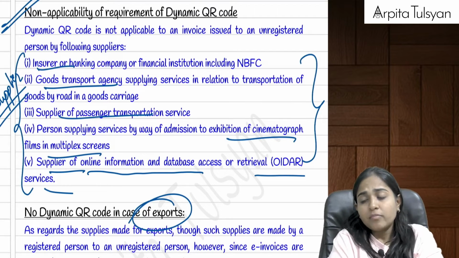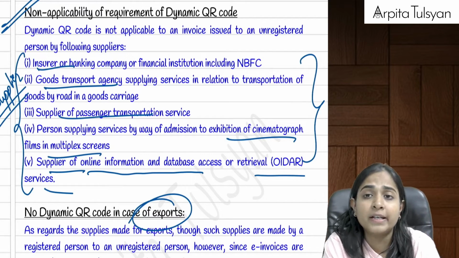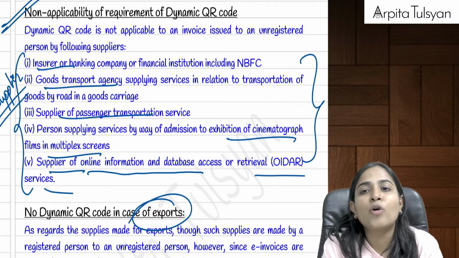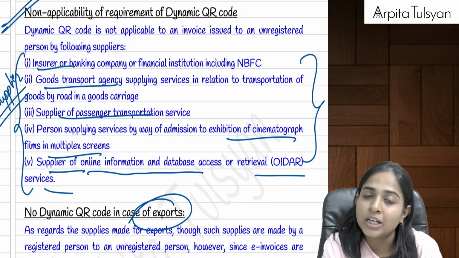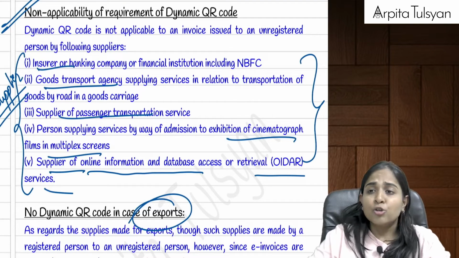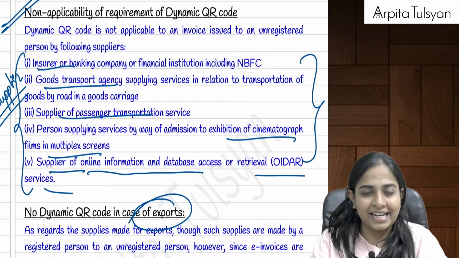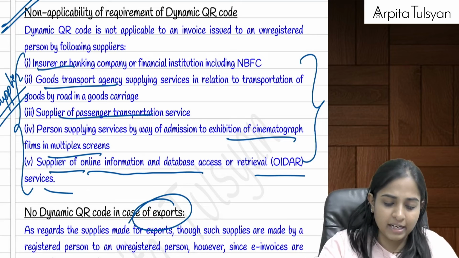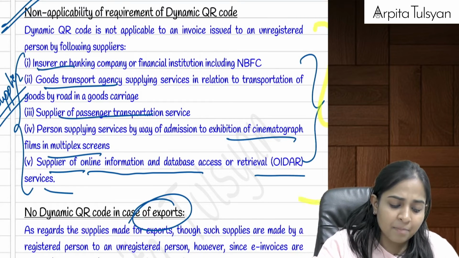So by default, the provision is that the dynamic QR code should be present on the invoice. But sometimes they show you the QR code in advance on the POS machine and then the invoice is generated. So you have already made the payment using that dynamic QR code, so the dynamic QR code again is not required to be printed on the invoice. Okay, then there are some suppliers.